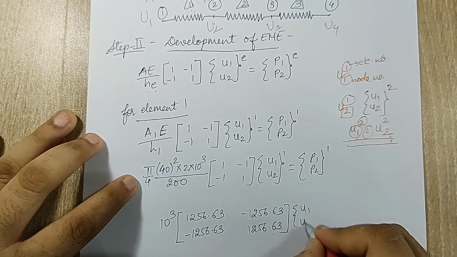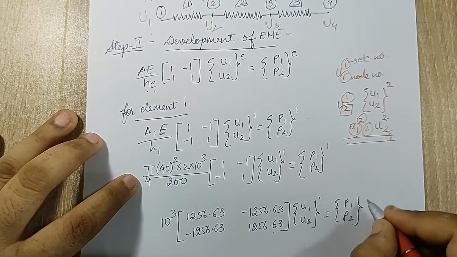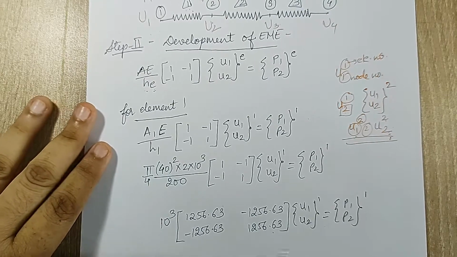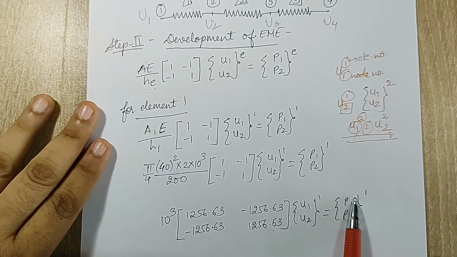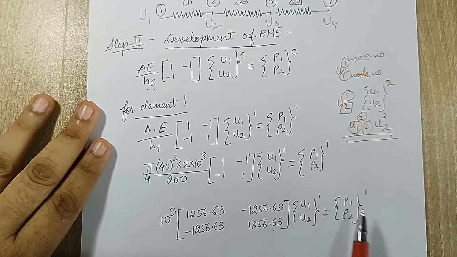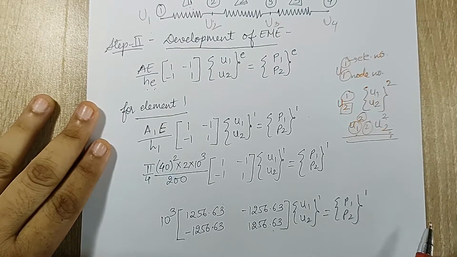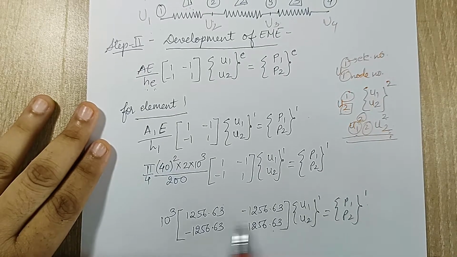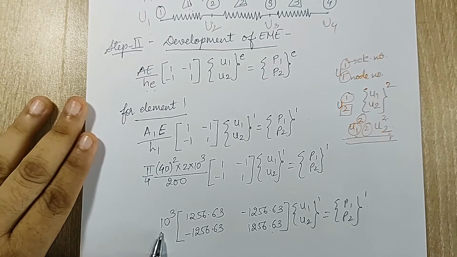Here I have U1 U2 raised to 1 is equal to P1 P2 raised to 1. Now you would wonder why I have taken out 10 raised to 3 common. If you observe, these two terms are in multiplication, and on the right hand side I have the load term. The load value is given as 15 kilonewton at one point. So if it is given in kilonewton, I can write 15 into 10 raised to 3. Now when I write 10 raised to 3 over here, I can simply cancel out 10 raised to 3 from both the sides, which makes my calculation and solving very easy. Hence I have taken a 10 raised to 3 common here.